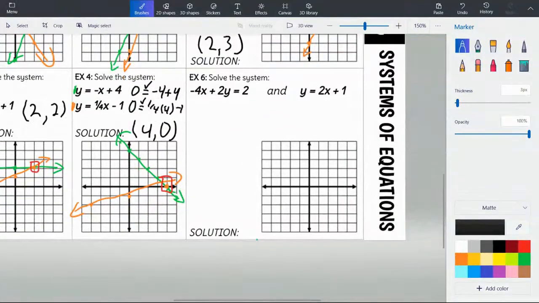The last one, pause the video, try it for yourself. Remember, you're solving for y. You're getting y by itself. And then you're graphing it. When you're ready to go on, unpause the video, and we'll go over it together.